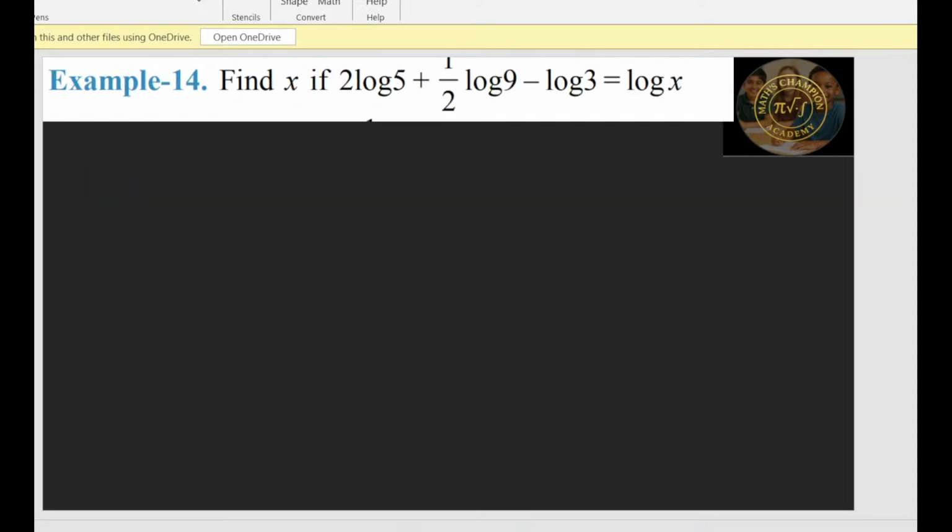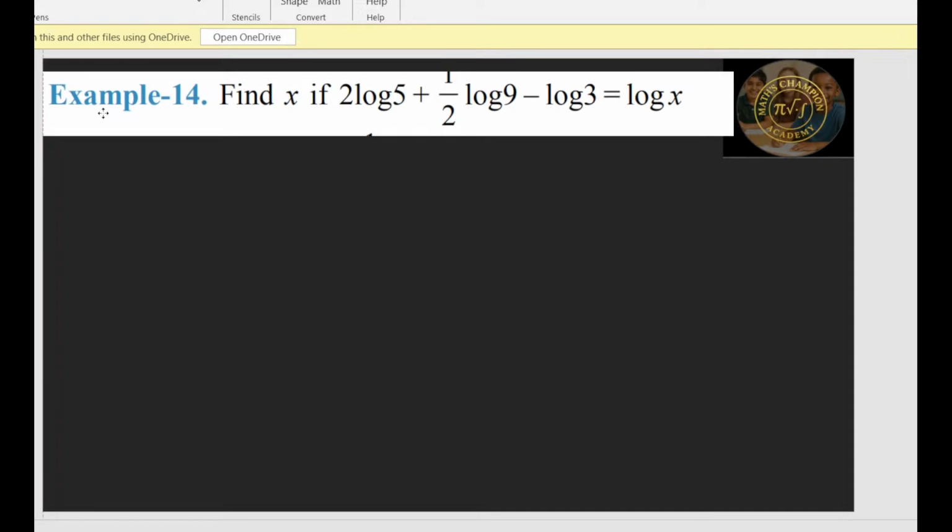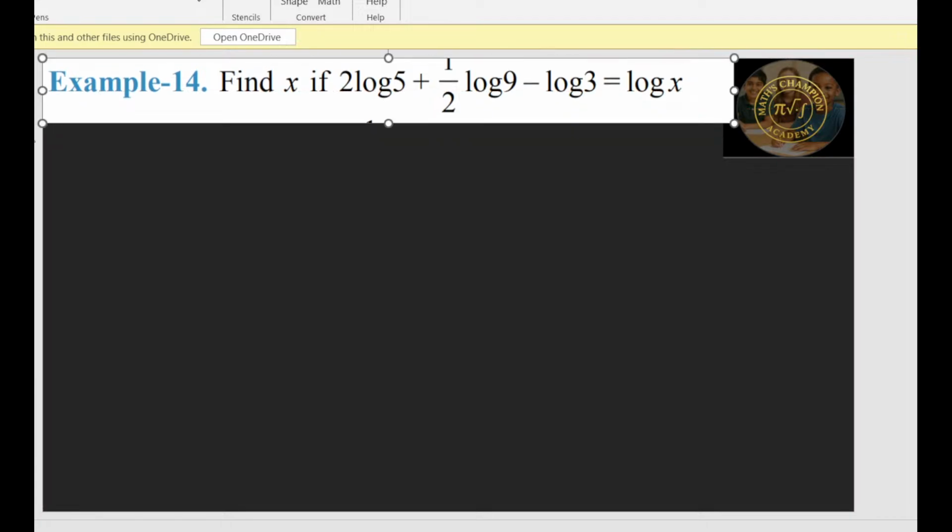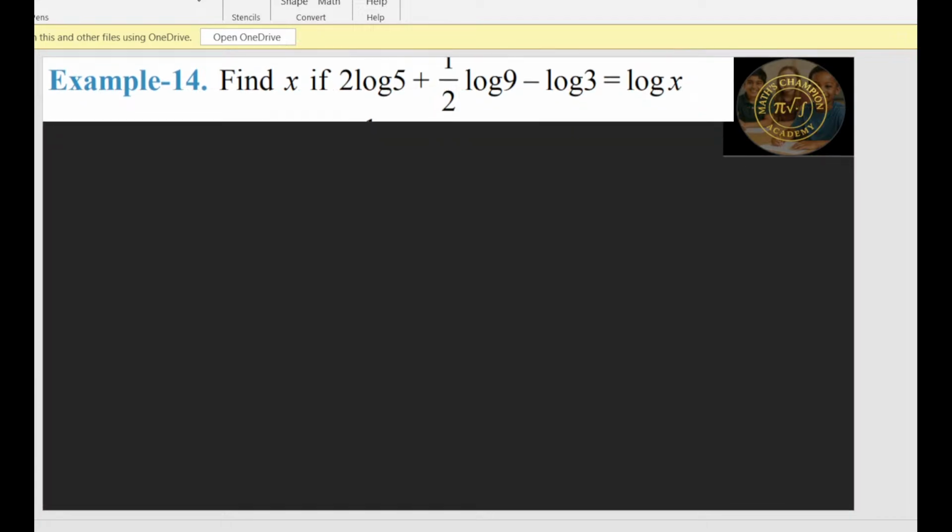Now look at here, find the x value if 2 log 5 plus 1 by 2 log 9 minus log 3 is equal to log x. You have to find the x value. Before going to discuss this problem, we will discuss some power and exponent formulas.